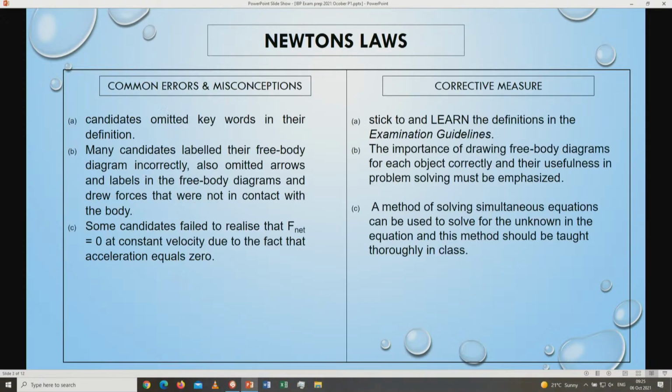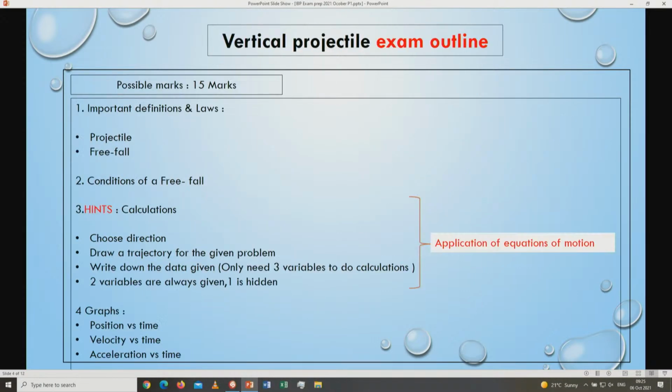So let's move on and look into projectile motion. For projectile motion, the important definitions there, we don't have much of a loss. It's a projectile and free fall. So it says I should be able to give a definition of what is a projectile. I should be able to give a definition of what is a free fall. So automatically I know it will be around 2 marks.